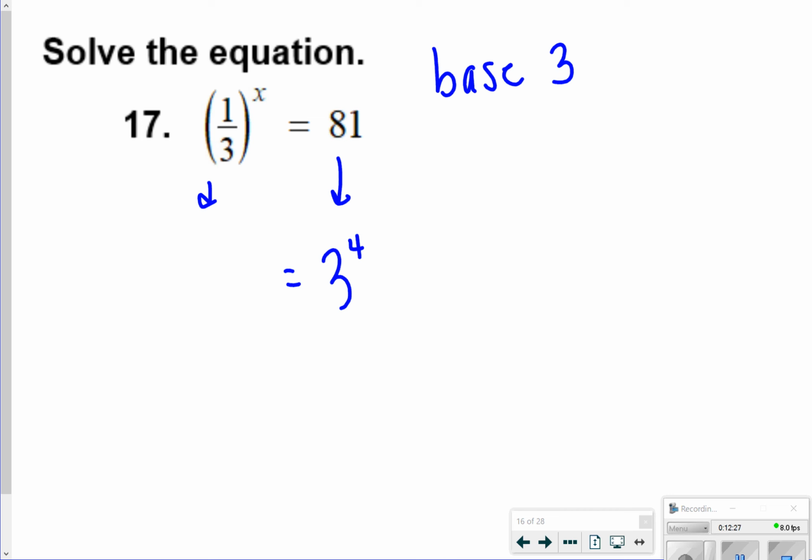How did 3 get to the bottom? Because the exponent was negative. So this one would need to be 3 to the negative x power, to the negative 1x power. Now I'm ready to write them as equivalent equations. So negative x is equal to 4, which means x is equal to negative 4 after dividing both sides by negative 1.